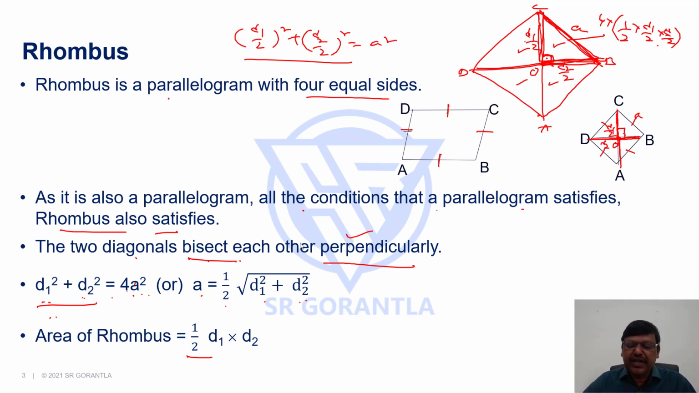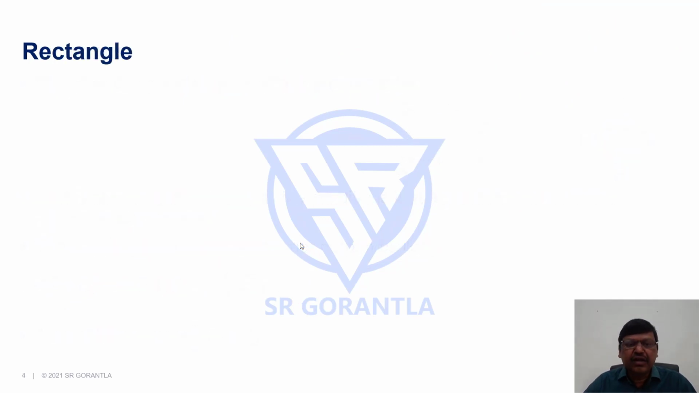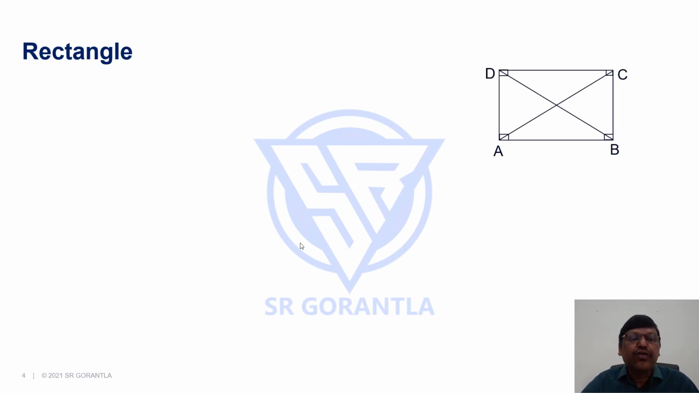This is about rhombus. Next, we'll take up rectangle. Rectangle is also a parallelogram. Then why do we call it rectangle? All 4 angles are right angles. If you see here, all 4 angles are right angles.